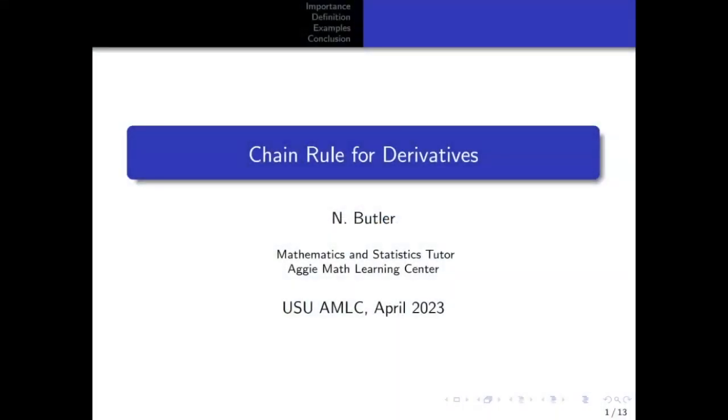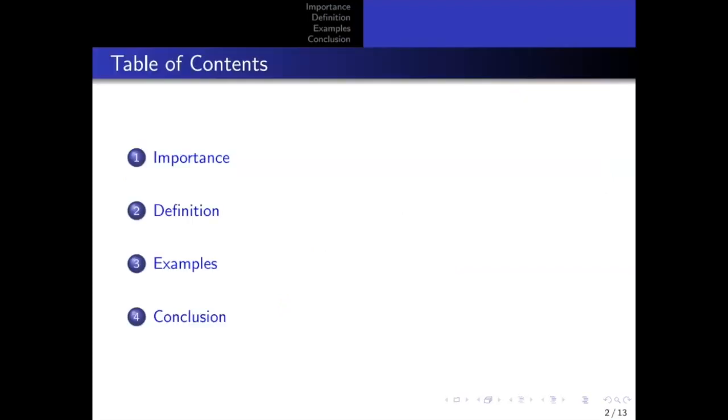Today we are going to discuss one of the most important theorems from Calculus 1, the chain rule. This theorem is a way of taking complex derivatives for composition of functions. Today we will learn what the chain rule is, the importance of it, and also work out some example problems.